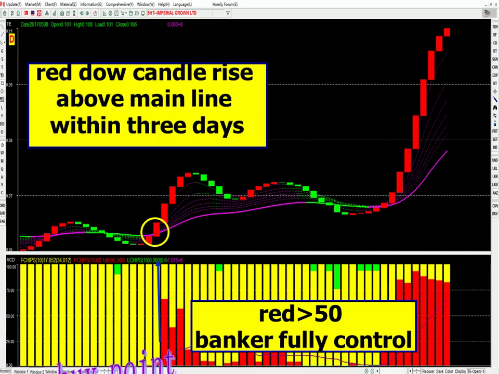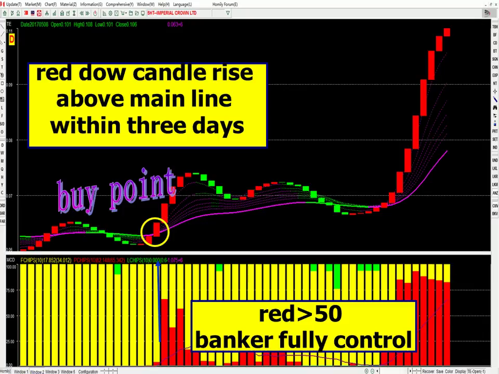Okay, so let's continue. So where is the good buy point? The red Dow candle rises above the main line within 3 days. So just now I taught you one good method, and this one is for the safe point. So for the safe point, how do we confirm this is the safe point? You just follow the chain expert. Red Dow candlestick rises above the main line within 3 days. Okay, so red more than 50, banker fully control.